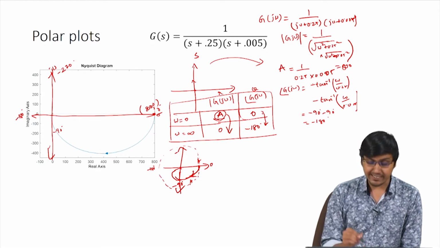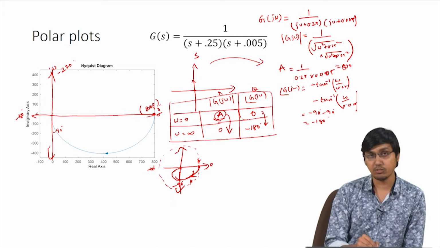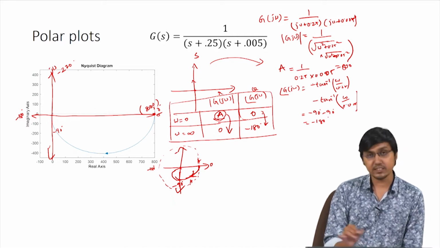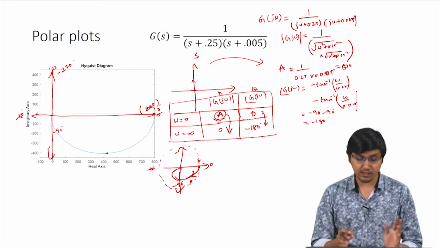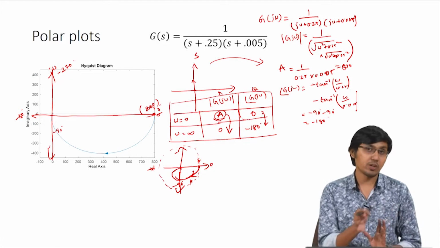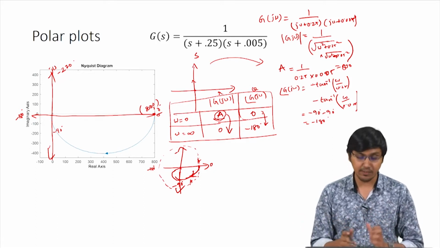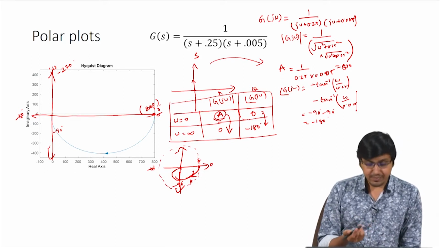So when you mark this arrow to say that omega is increasing, or it's changing from 0 to infinity in this way, this is what you mark here. So this is what is called a polar plot. Why is it called a polar plot? Because it is drawn using the polar representation, the magnitude as well as the angle. So this is an easy way of drawing.